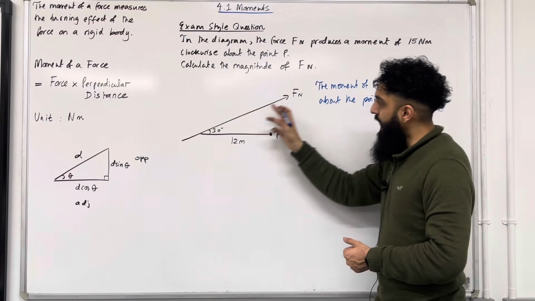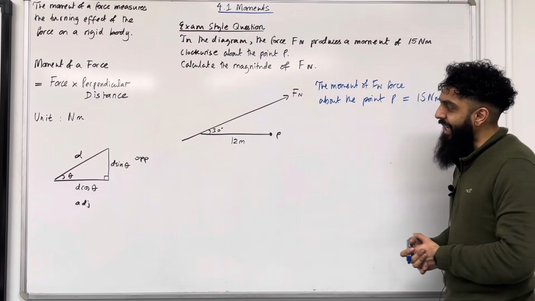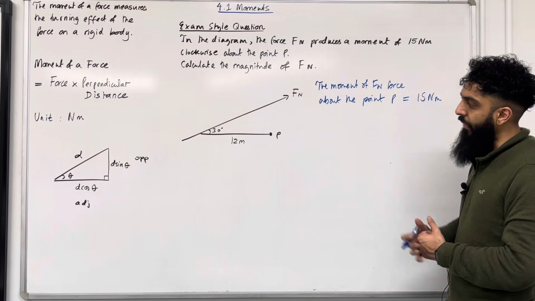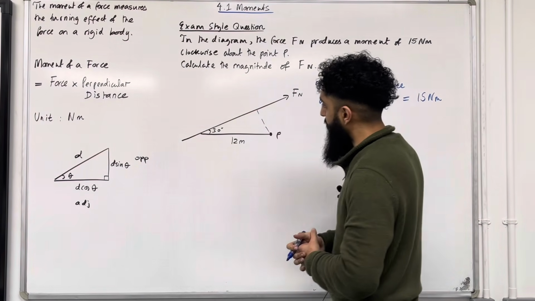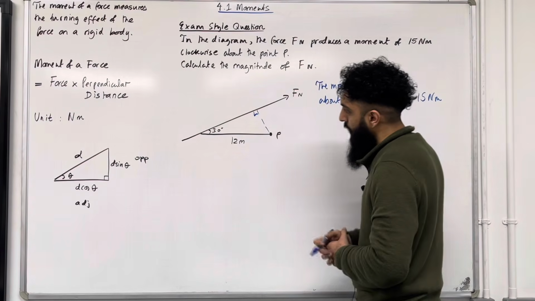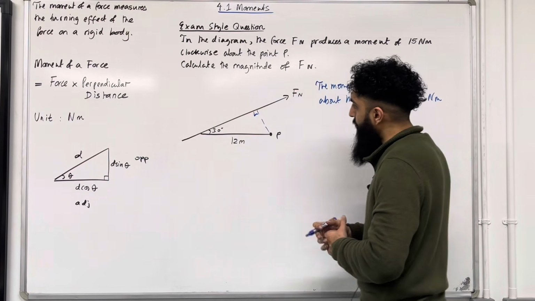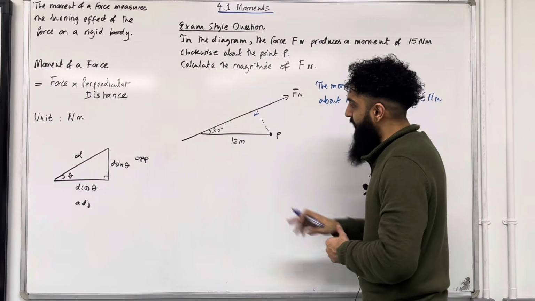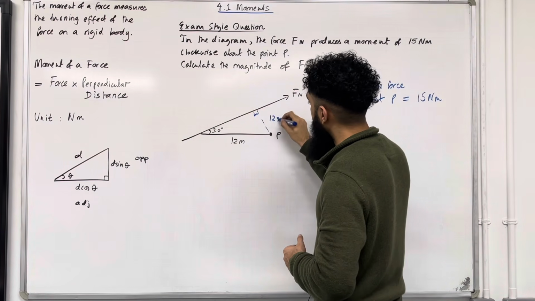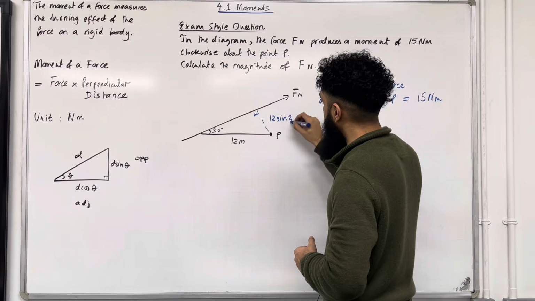So we've got the force F. We want the perpendicular distance from the point P to the force F. So we can drop a perpendicular distance as follows. This is your right angle. So we've got a right angle triangle. This side here represents the opposite. So that opposite is given by 12 sine 30 degrees.